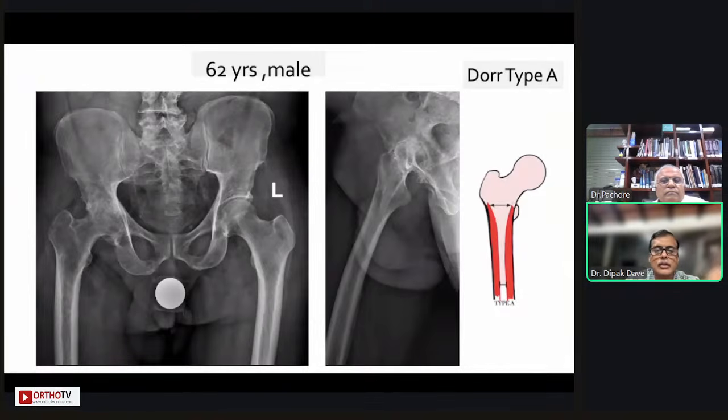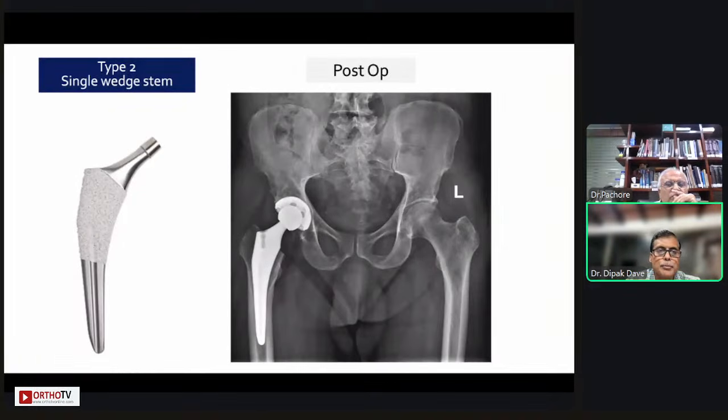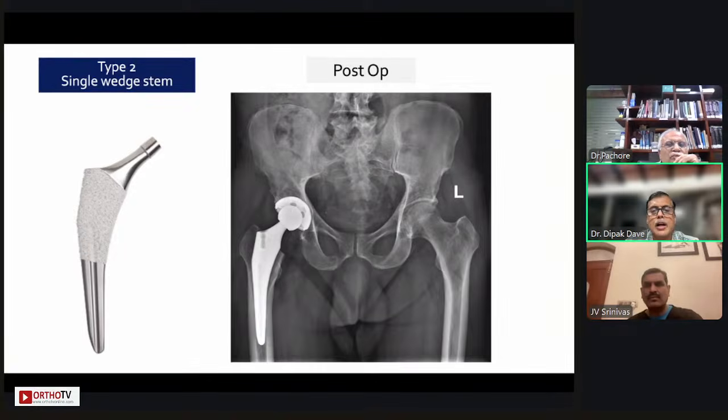Look at this example, a 62-year-old male with a Dorr type A canal. So narrow medullary canal and arthritis in the right hip. Here I have used a type 2 single wedge stem, that is an Accolade type of stem, an uncemented cup and a 28 head. With this, we are not trying to convert this Dorr type A too much into a type B. If you want to use a Corail type of stem, then it is a challenge. We have to convert that type A to type B, and avoiding aseptic loosening when we try to convert that is a big challenge. So this is an ideal stem for this kind of situation.